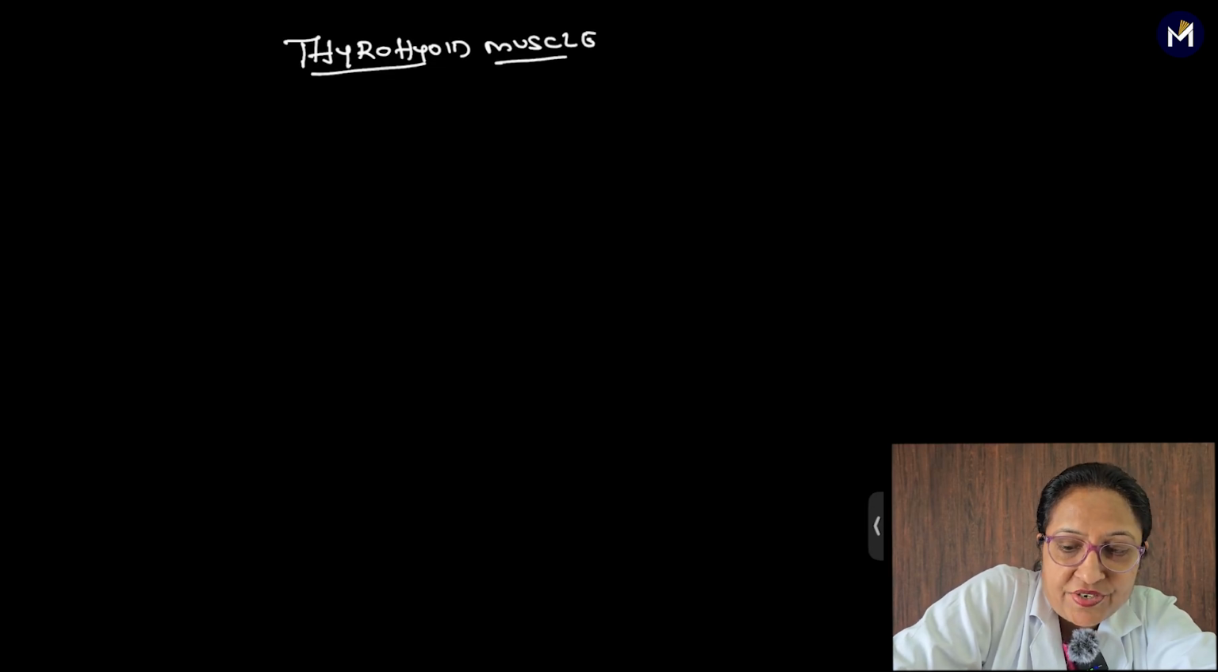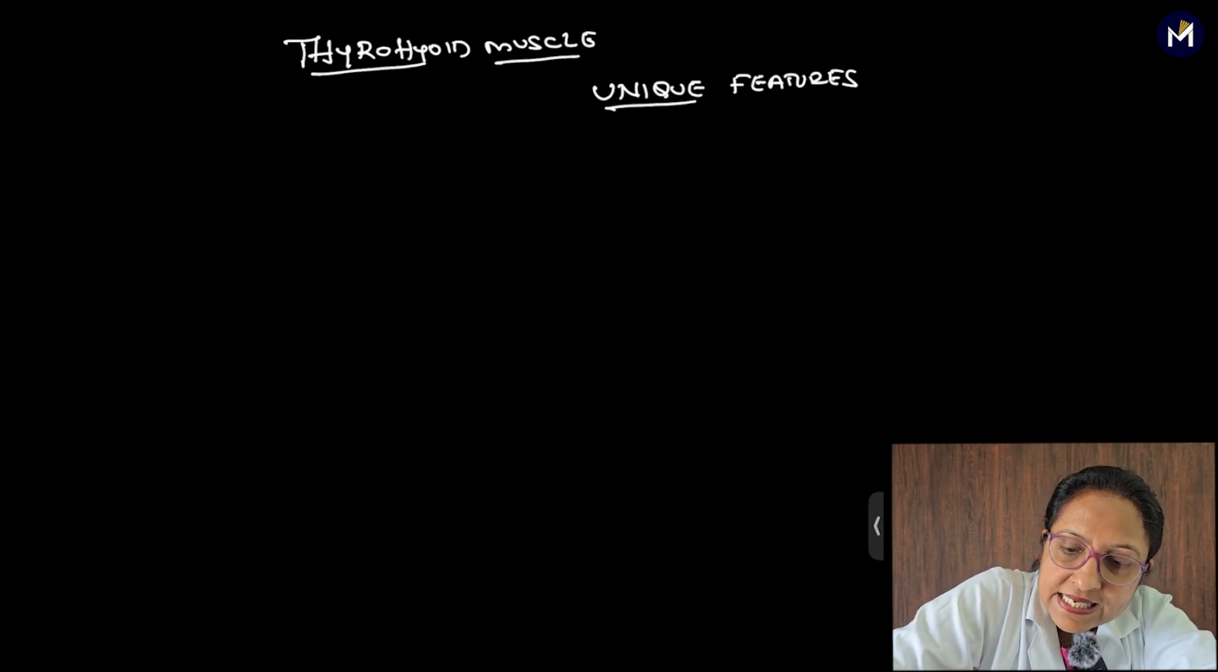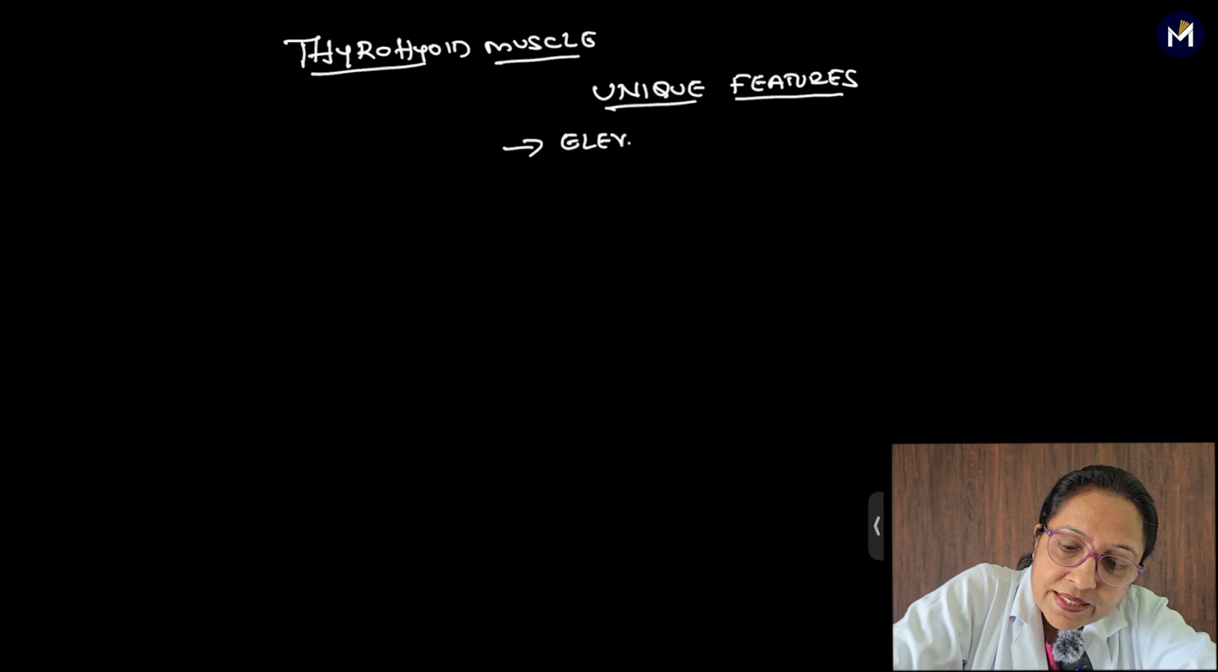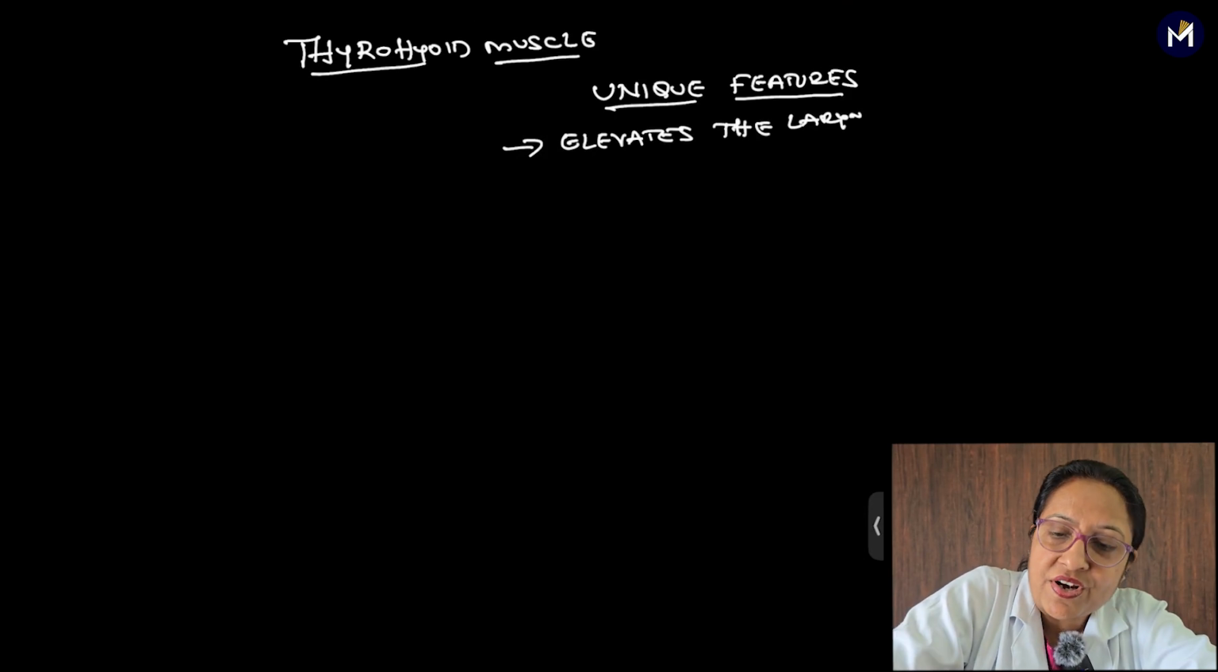Two unique features of thyrohyoid muscle are, first thing is, as we discussed just now, it behaves more like a suprahyoid. So what is the function of a suprahyoid? It elevates the larynx to close the airway. Similarly, this thyrohyoid muscle, though it is an infrahyoid muscle, its characteristic function is it elevates the larynx. This is the characteristic function.